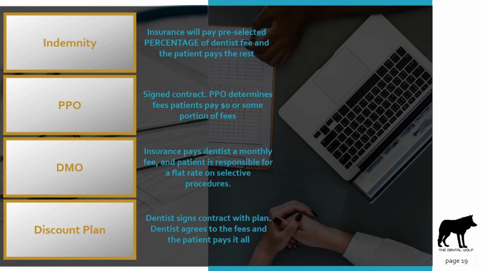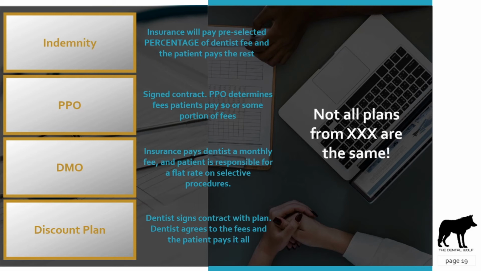The DMO plan, they'll pay you a monthly fee to have the patients on record, and then they'll negotiate flat rates for selective procedures, and the patient is responsible for those low rates. And then a discount plan is just like group bargaining. The dentist will sign a contract with the plan, and the dentist agrees to all the fees, and the patient pays it all. So the insurance, quote unquote, doesn't pay anything out.